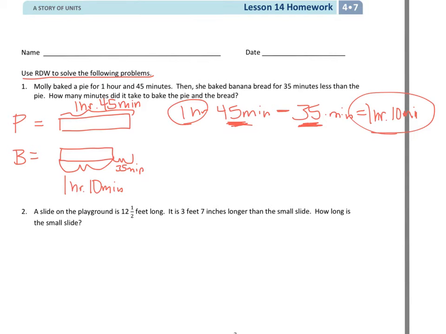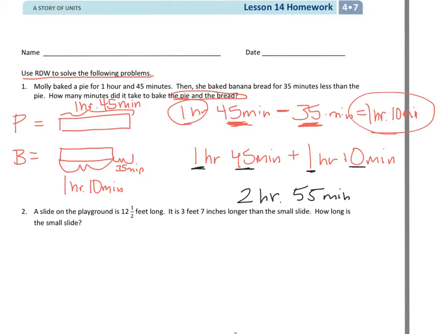So now I need to find how many minutes it took to bake the pie and the banana bread. So I have 1 hour and 45 minutes plus 1 hour and 10 minutes. What I like to do here is add common units, meaning I'll add the minutes to the minutes. So 45 plus 10 is 55 minutes. And then I'm going to add the hours together. 1 plus 1 is 2.